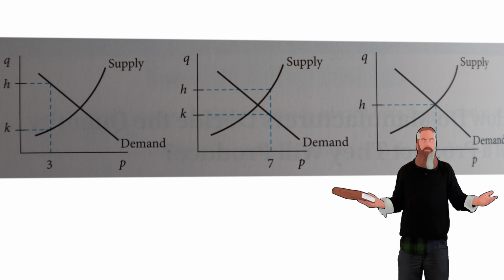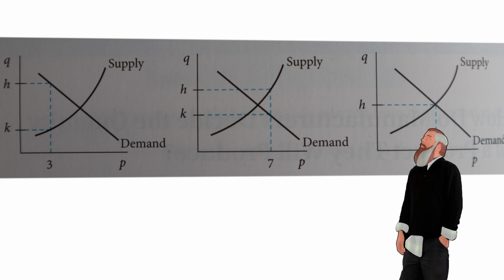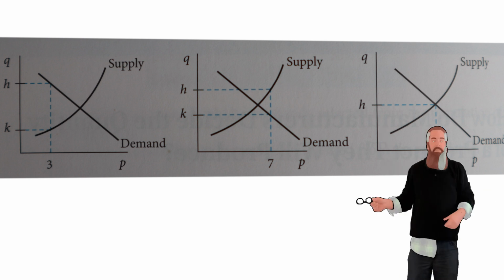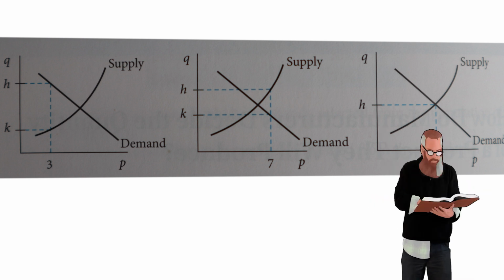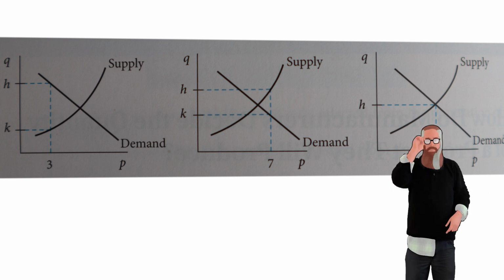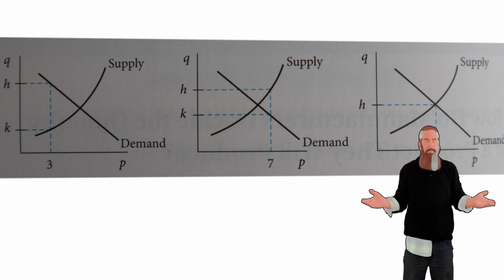Look at the center graph. If the price is set at $7, consumers will demand K widgets, and manufacturers are willing to supply H widgets. There will be too much supply, and manufacturers will have to lower the price to try to sell the high inventory of widgets. Look at the graph on the right.